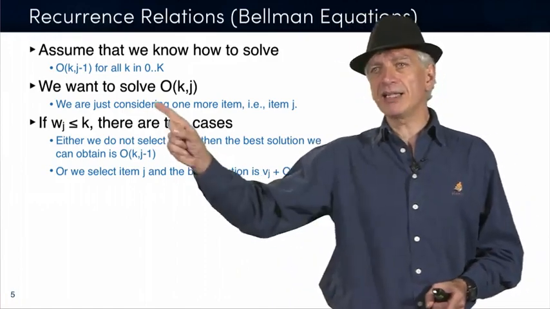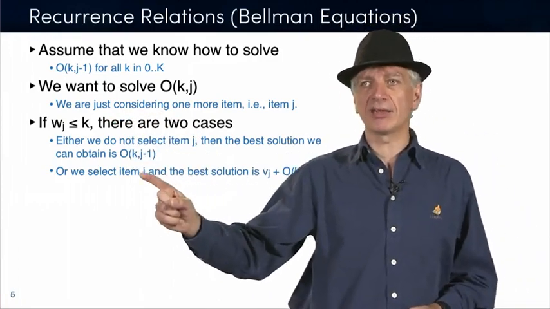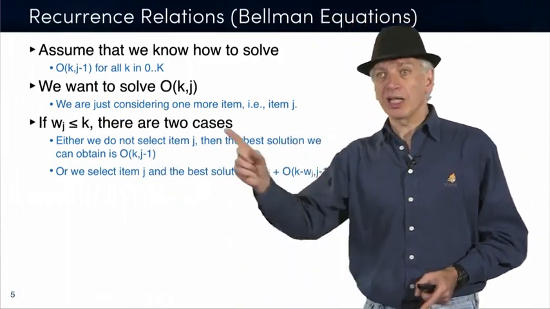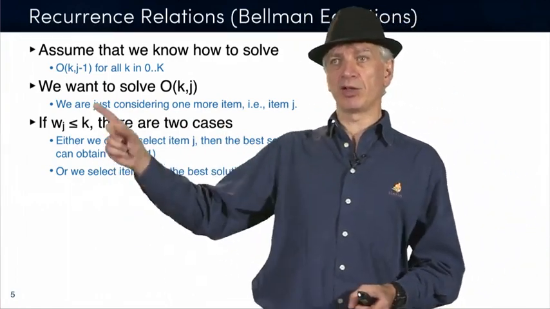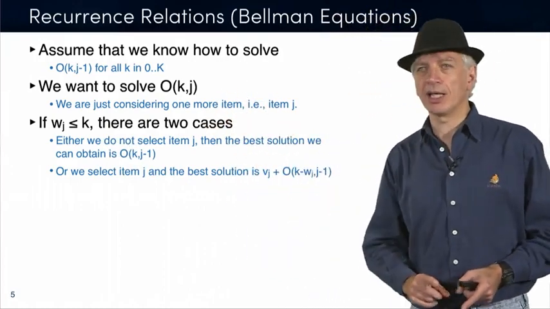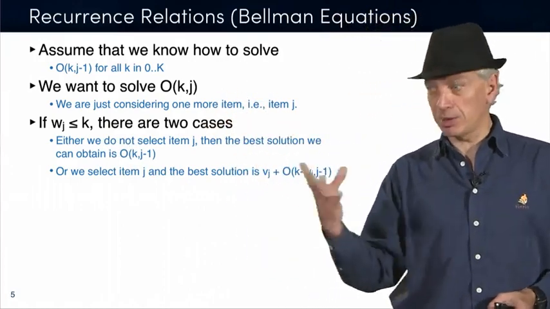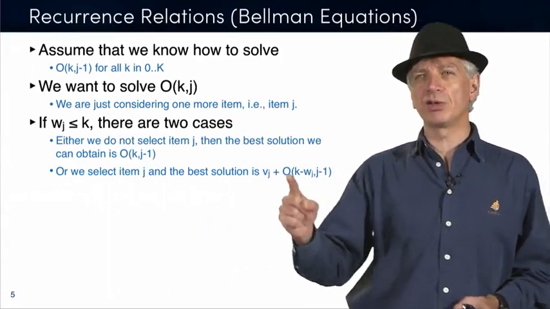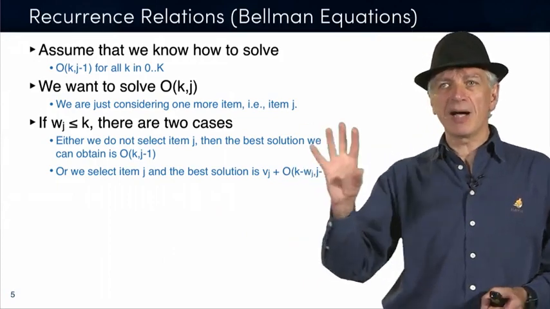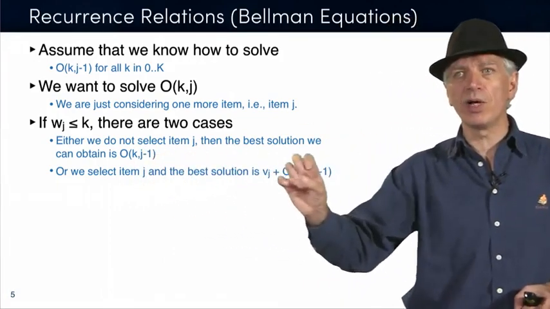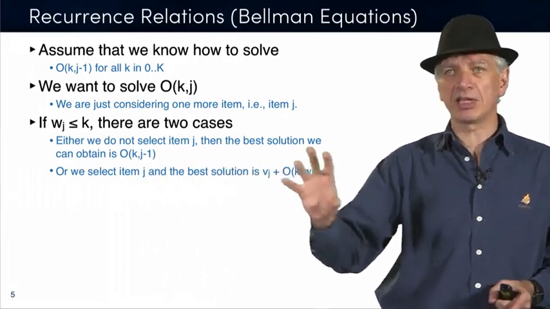So if the item fits and we decide not to select it, what you get is basically O(k, j minus 1). Now you can select the item, because we know that it fits, and in that particular case, what is the value that you get? You get obviously the value of the item because you put it inside the knapsack, and then you get the optimal value that you can get by using the j minus 1 item and the capacity which is obtained by removing the weight of the item that you just selected from k.